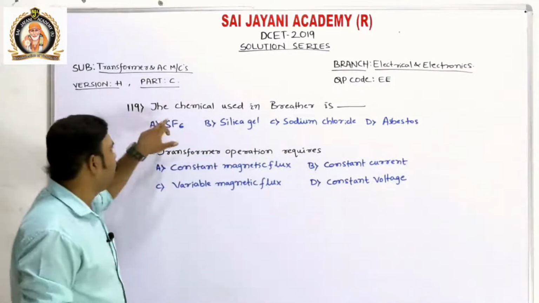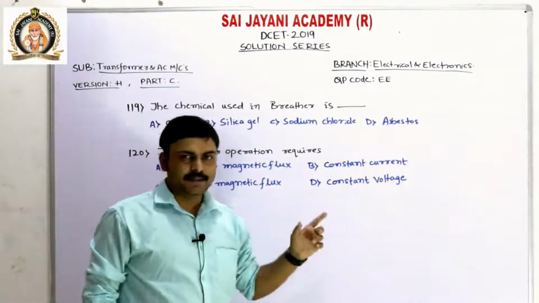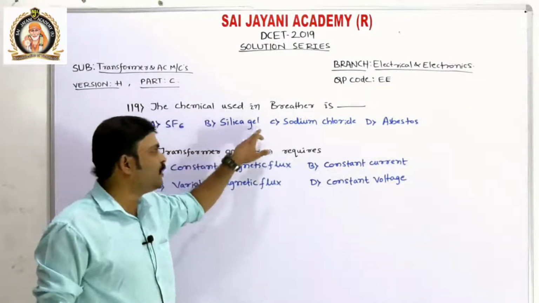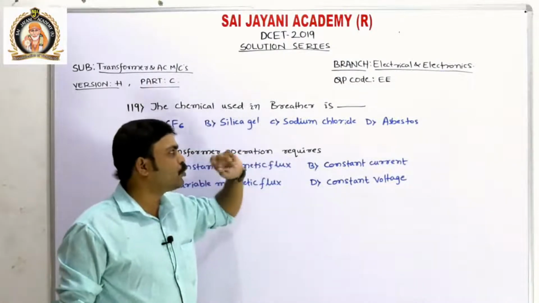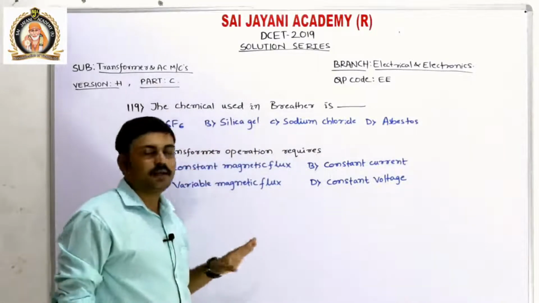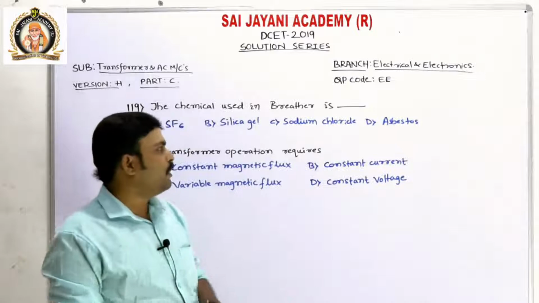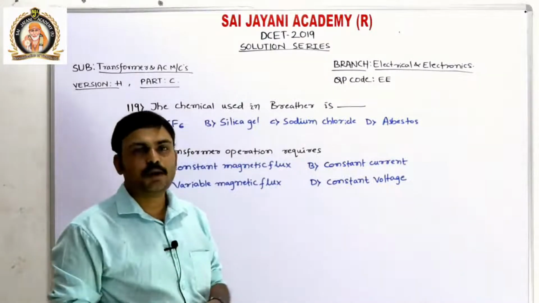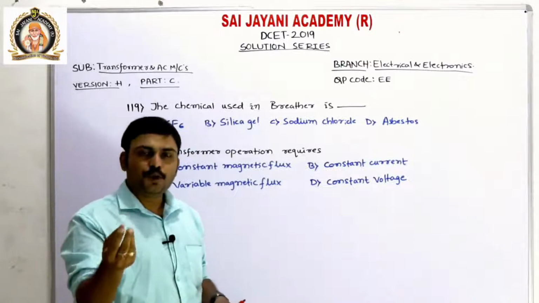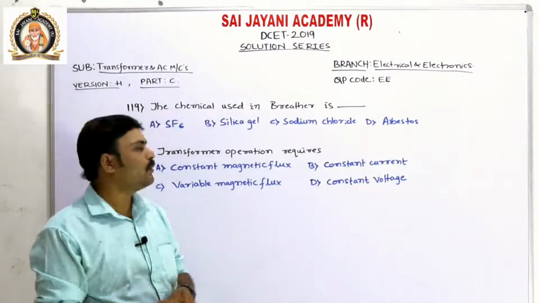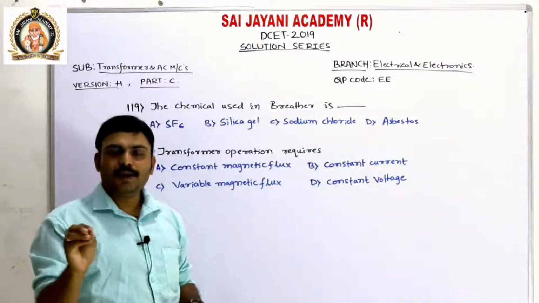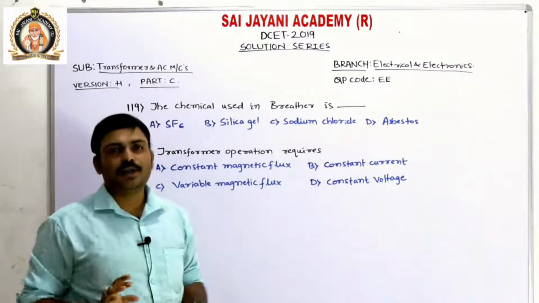Question number 119. The chemical used in breather is dash. Option A, SF6. Option B, silica gel. Option C, sodium chloride. Option D, asbestos. Breather is a part of a transformer. It will be placed outside the transformer tank. Its function is to absorb the moisture from the air while it is entering into the transformer tank.